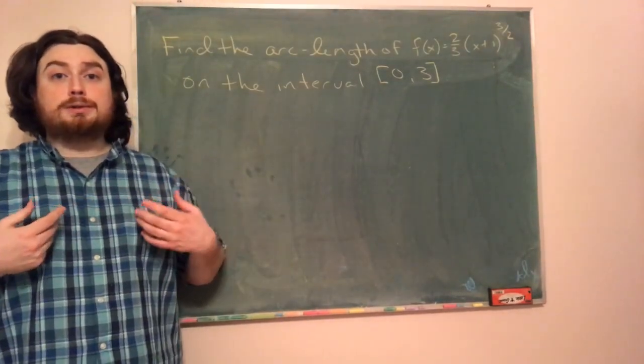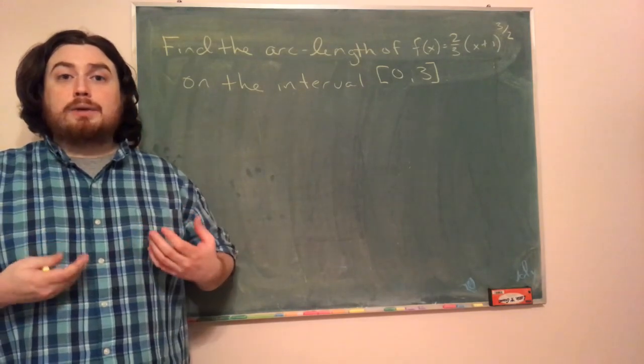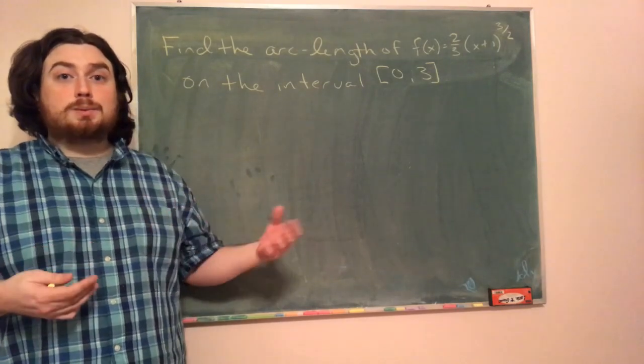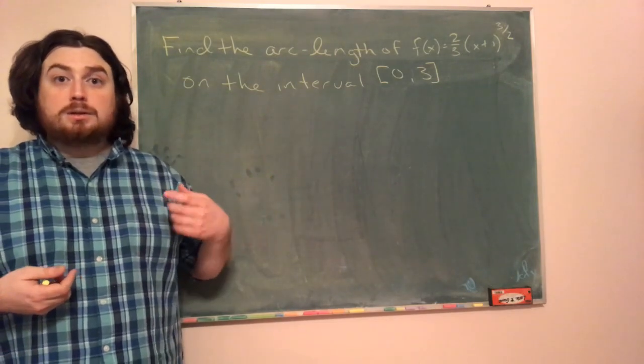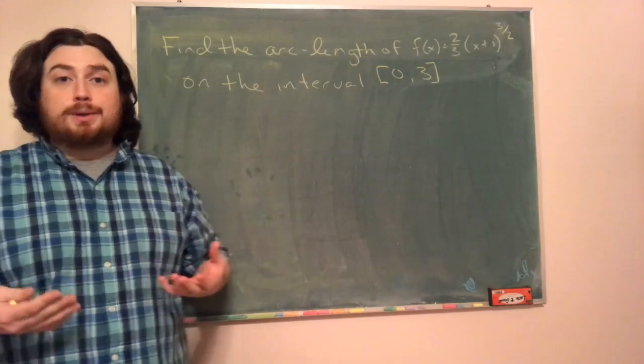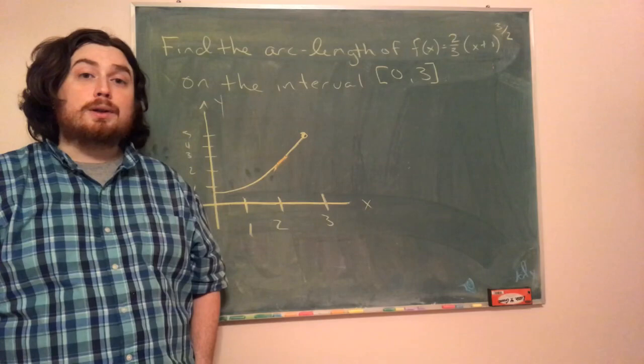And now what we're going to be talking about is arc length. We're going to find the arc length of the function f of x equals 2/3 (x plus 1) to the 3/2 on the interval 0 to 3. Now, again, the first thing I'm going to do is graph this. I've graphed the function f of x equals 2/3 (x plus 1) to the 3/2.